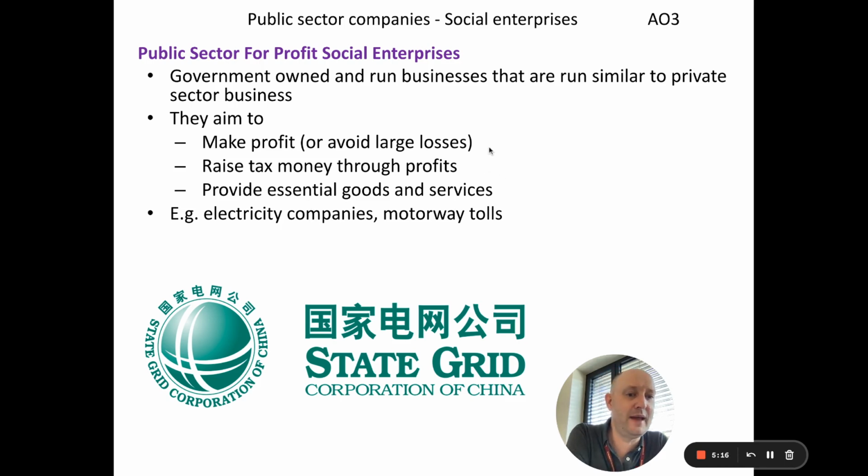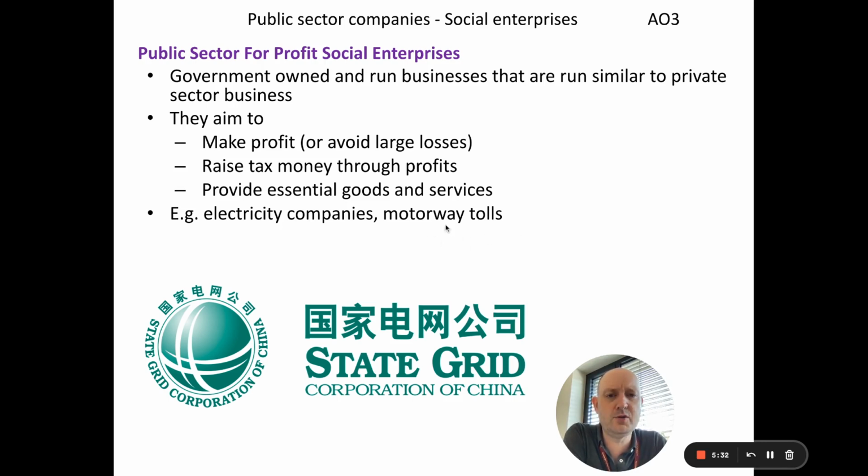Now, whether they do make profit or not is sometimes not the point. If they do make profit, then they can use that to spend on other parts of the economy. But if they don't make money, then in that situation, taxpayer money would then be used to subsidize that business.